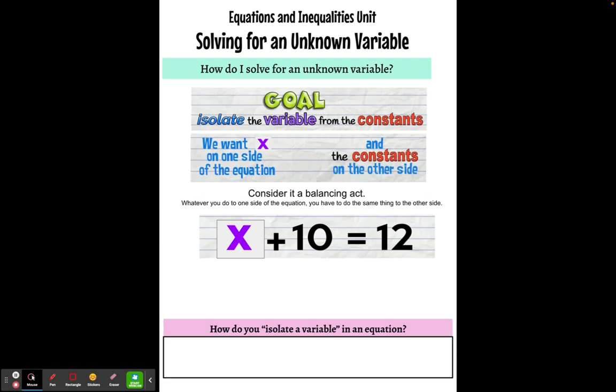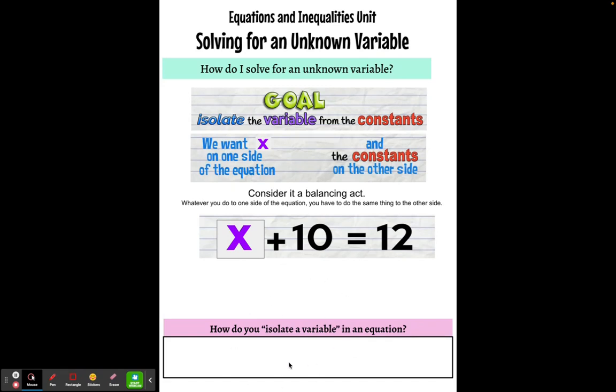Solving for an unknown. How do we go about doing this? This is what kids want to know. As soon as we start talking about variables, how do we figure out what the variable is worth? In order to solve for an unknown, your whole goal is to isolate the variable, which just means you want to get it by itself, right? So, I have x plus 10 on one side of my equation. I want to get x all by itself, or isolate it, on one side. Okay, so how do we do that?